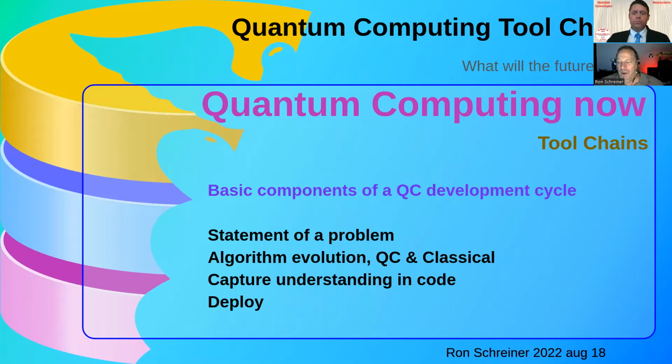Once you get your algorithms worked out and some understanding underway of what you need to do, then you need to capture that understanding in code. This is where software tools come into play. When that's all over, you've got to deploy this thing somehow. If you're actually working on a product that's going to use quantum hardware, you've got deployment issues, and they have to be dealt with.